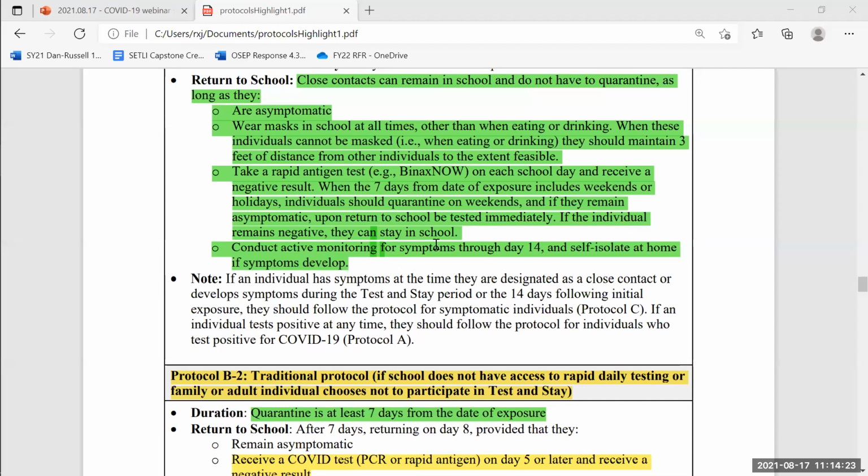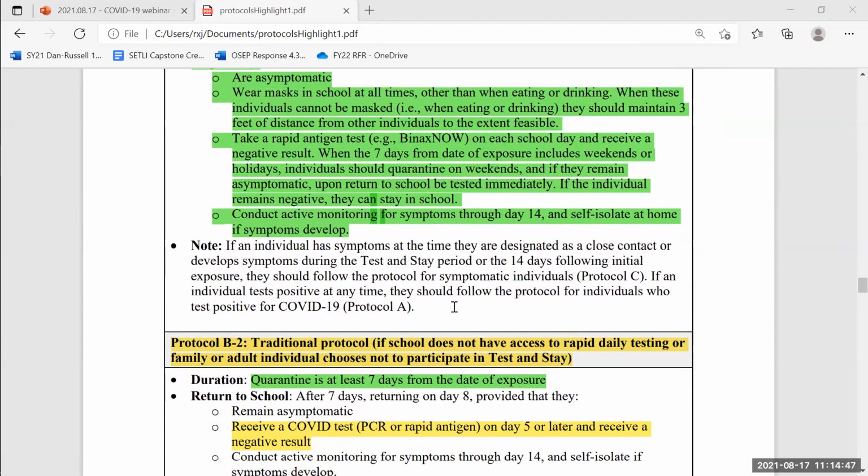And then we want that individual to continue to monitor for symptoms and make sure that they're watching to see how they're doing over the course of an entire 14 days. But after the 7 days, we can stop the testing. Just going back though, I want to make sure that you see that it is our recommendation that individuals quarantine on weekends. We think that's important too, if they are part of our test and stay program.